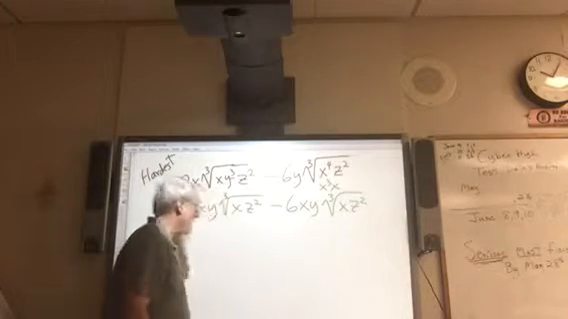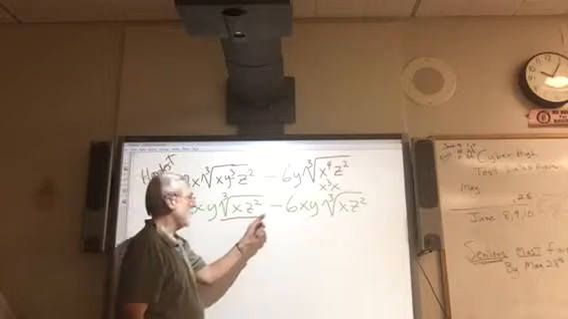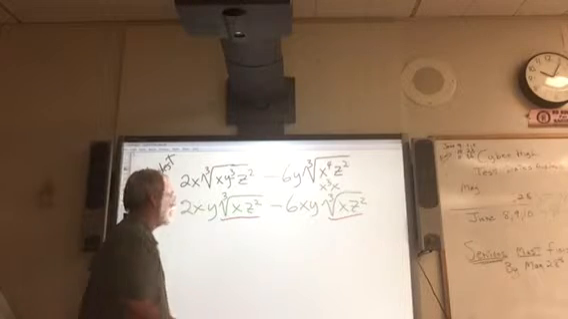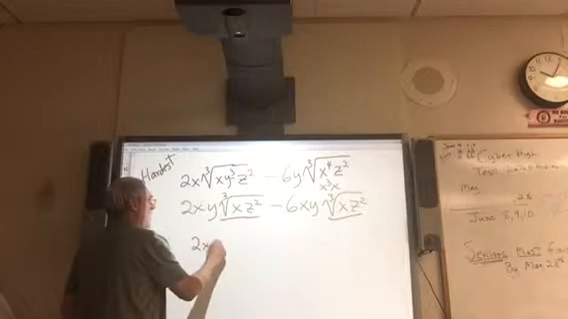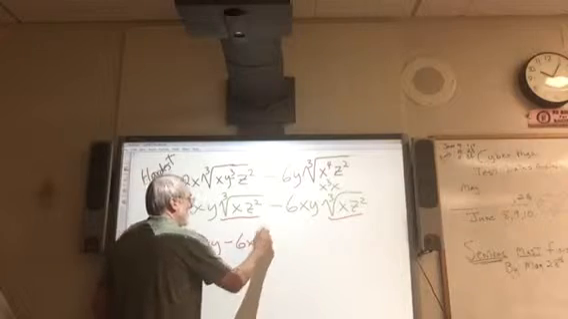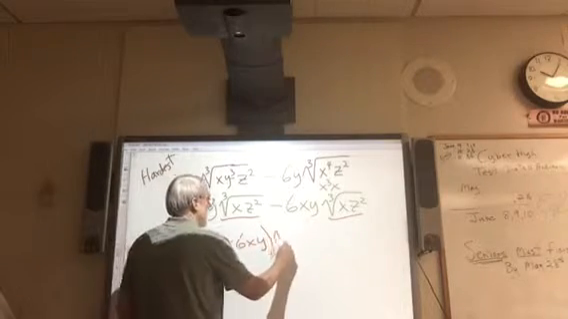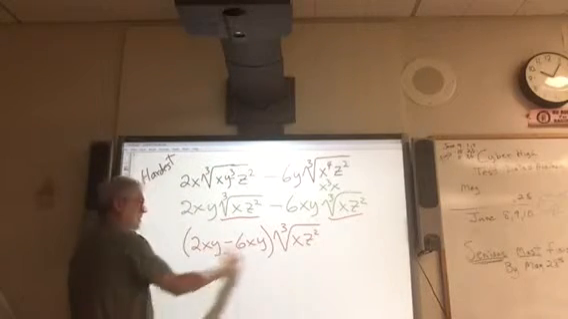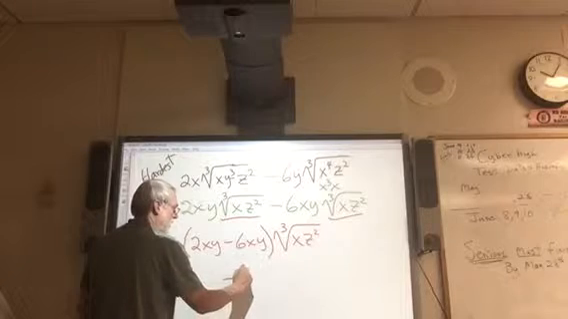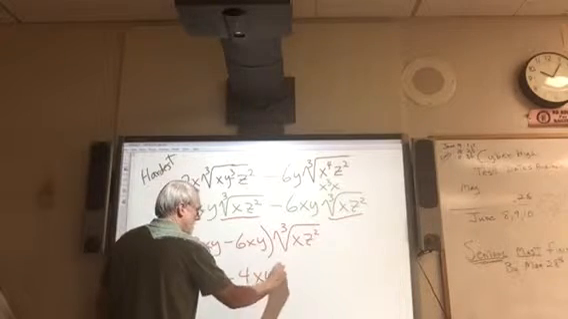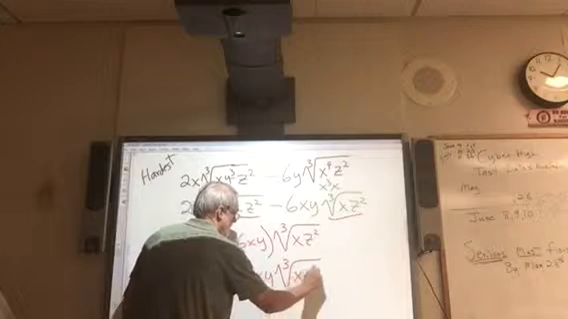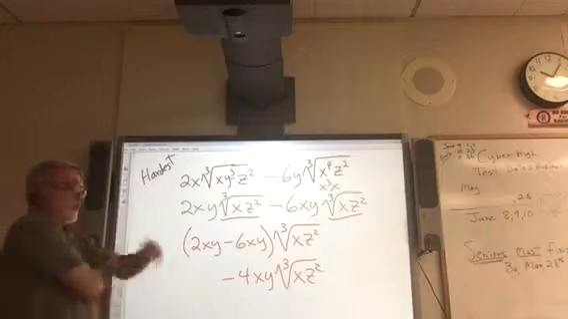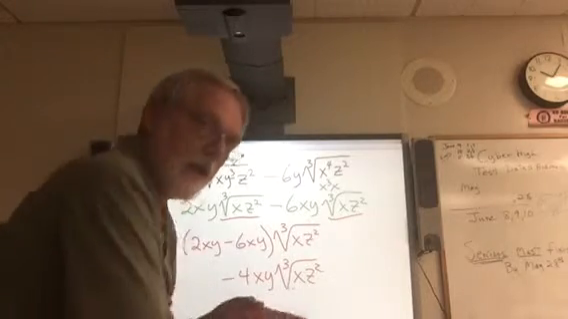Notice that we now have the same radical, so they become like terms. So we end up changing it to 2xy minus 6xy times the cube root of xz squared. We can actually do this and end up with a negative 4xy times the cube root of xz squared. As I said, that was the hardest. So take a look at it. Let me just ponder it with you, okay?